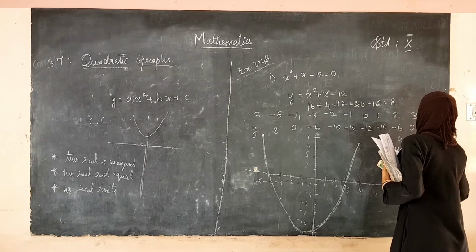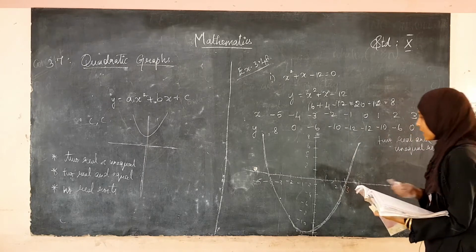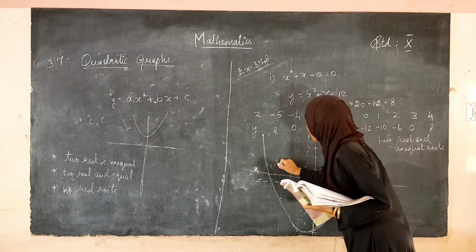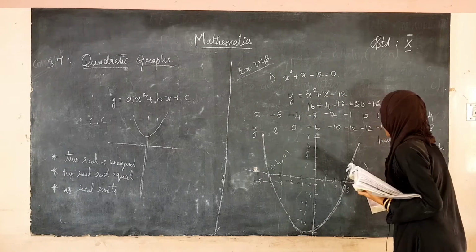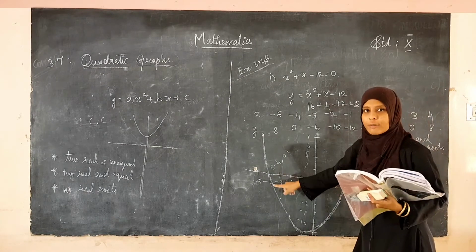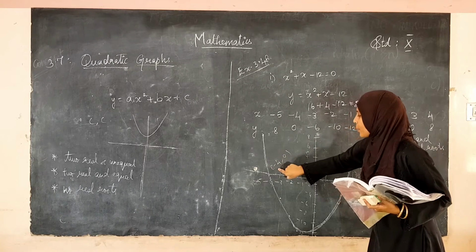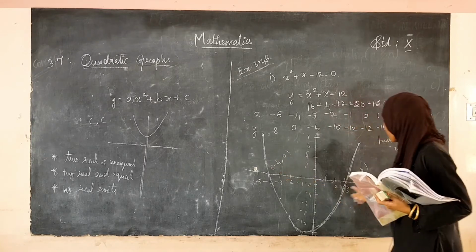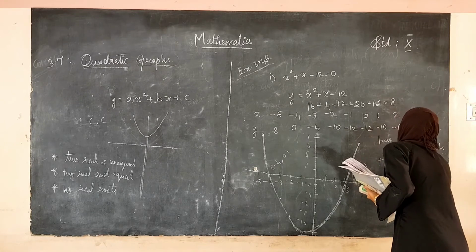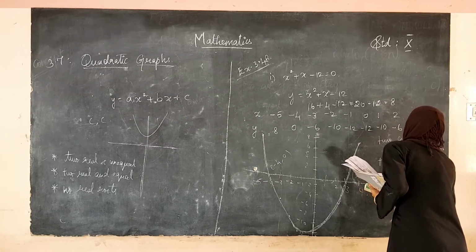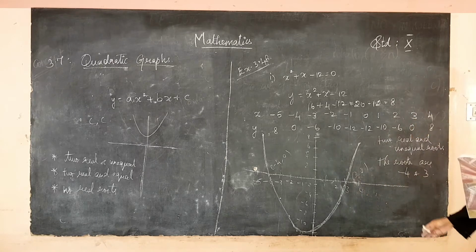What are the roots? See the points where the graph touches it. This is minus 4 comma 0 and see here this is 3 comma 0. These are the 2 points where the graph touches the x-axis. So, the x values at these points are minus 4 and 3. Therefore, the roots are, you have to write like this, the roots are minus 4 and 3. Okay, this is how you have to find.